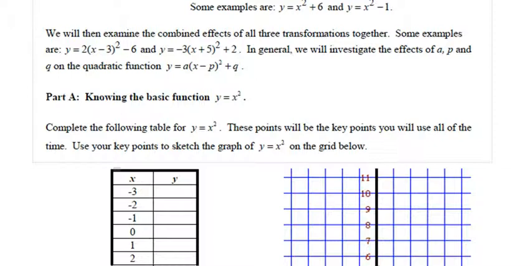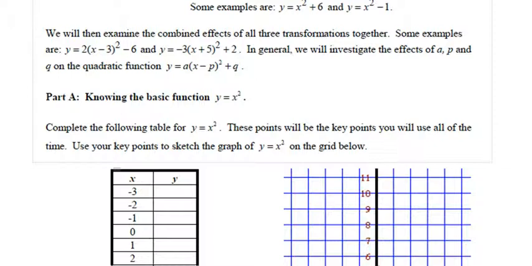So I'm going to say this out loud. I'll say x plus 5 quantity squared, which implies that you have to do the x plus 5 first. In general, we'll investigate the effects of a, p, and q on the quadratic function in the form y equals a, x minus p, quantity squared plus q.